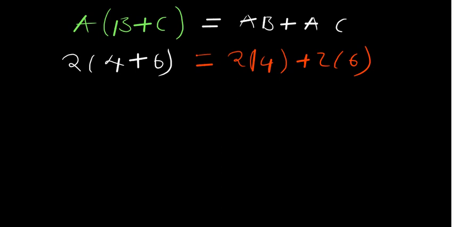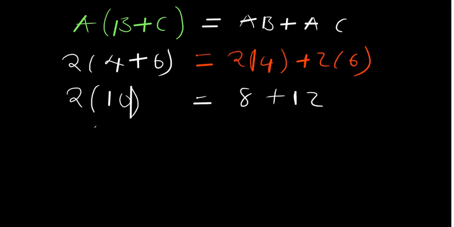So now what is the difference? The difference is on your left hand side, you start with what is in the brackets. So 4 plus 6 is 10. The other part, 2 times 4 is 8. 2 times 6 is 12. 20, 20. So this is what we're calling distributive law. Are we together?